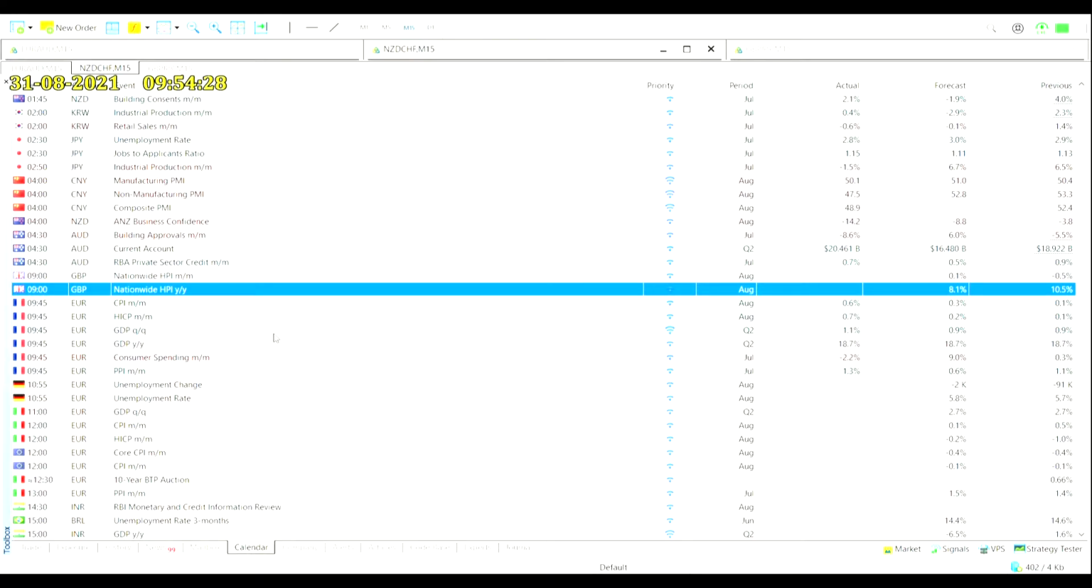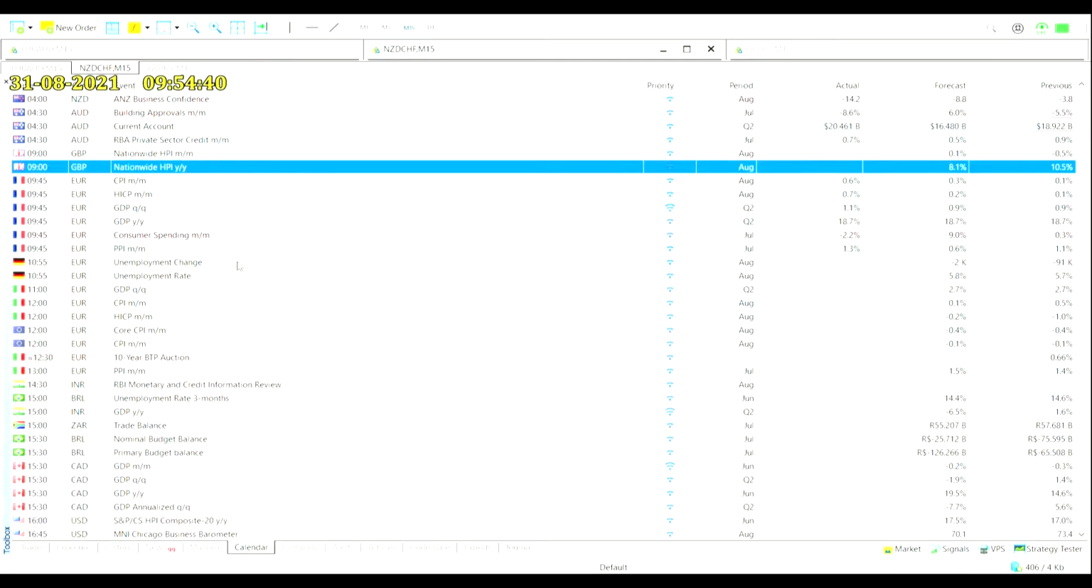France on the euro again, their GDP quarterly and yearly coming in about as expected, a little bit of a beat on the quarterly, 1.1 against 0.9, but the yearly coming in on the nose. Although their consumer spending is down quite a bit, negative 2.2 compared to 9% forecast. PPI as well there, month on month France again, really big miss, 1.3% instead of 0.6%. So that could mean more CPI coming down the line for them if the PPI is up now.